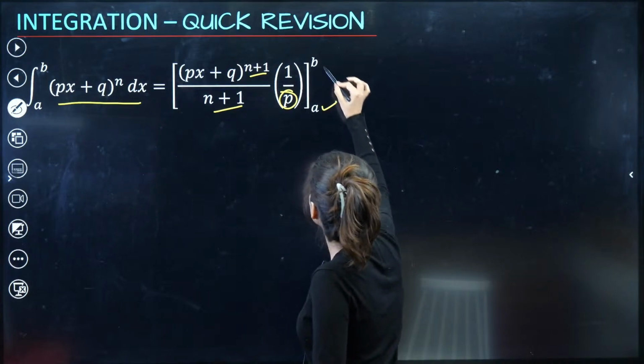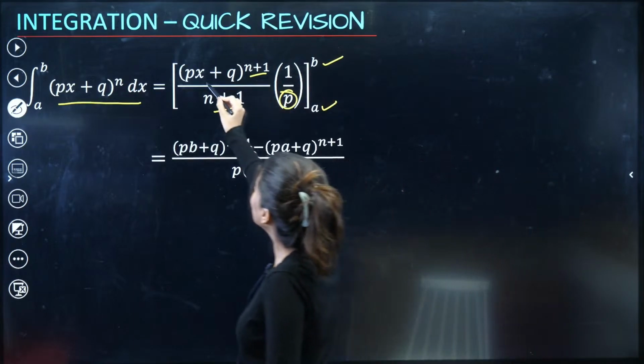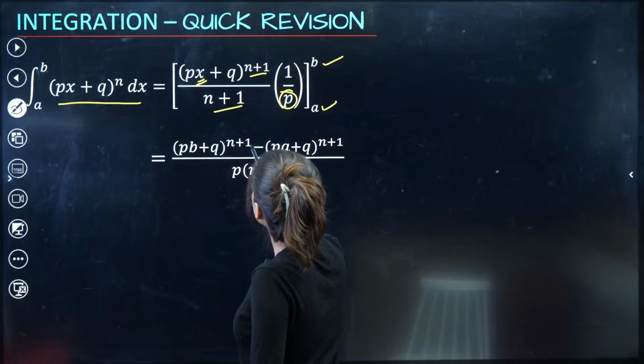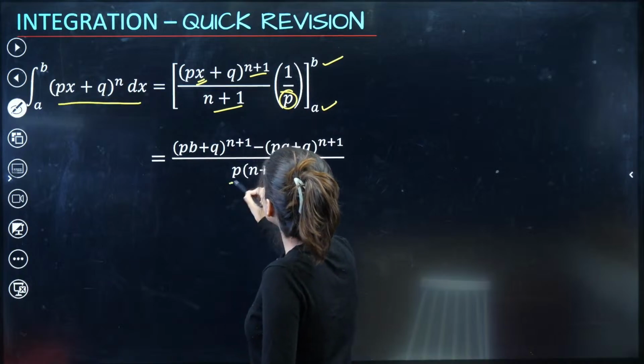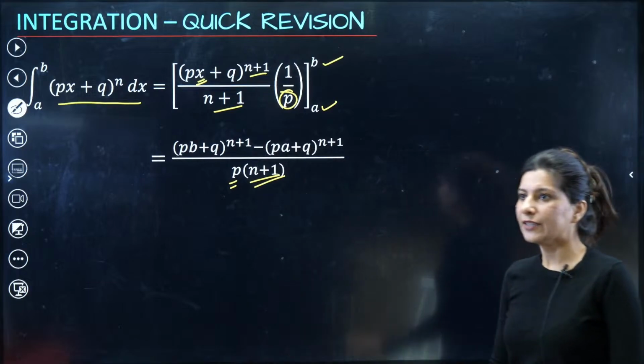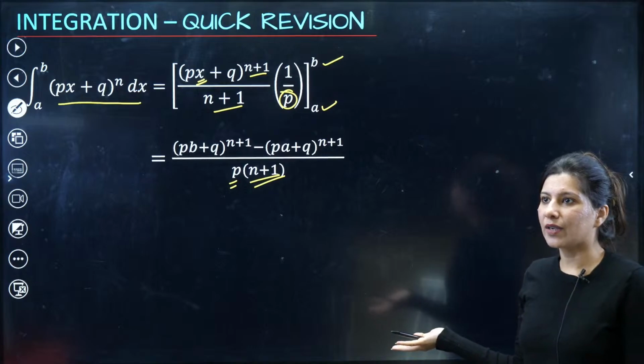Now a is the lower limit, b is the upper limit. Start putting upper and lower limits. The moment you put b, this will become (pb plus q) raised to n plus 1, and this will become (pa plus q) raised to n plus 1. 1 upon p is already there, n plus 1 is already there. Just the basic definite integration. Okay.